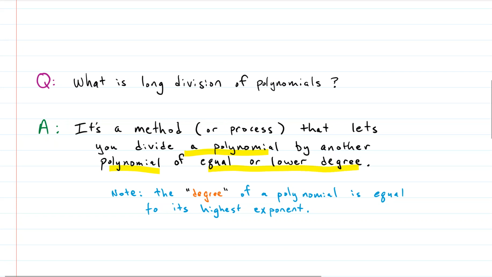And the degree, in case you forgot what degree was, because it's not like you just remember these things, right? The degree of a polynomial is equal to the highest exponent, as long as the polynomial just has one variable, like an x. So you look for the highest power, and that's the degree. So if the highest exponent you see is 5, then it's a 5th degree polynomial.